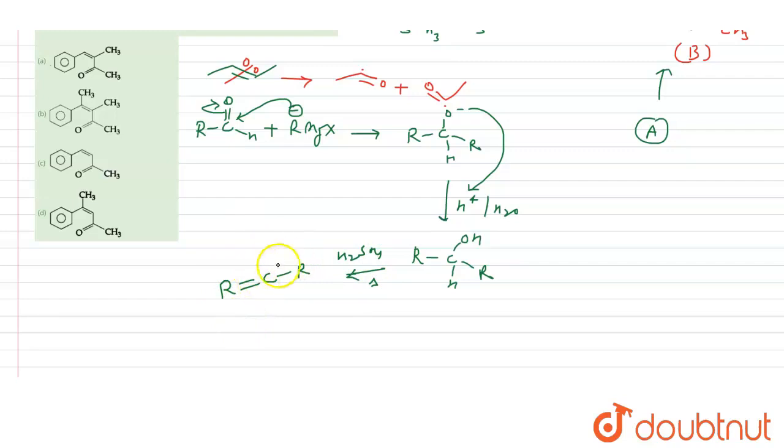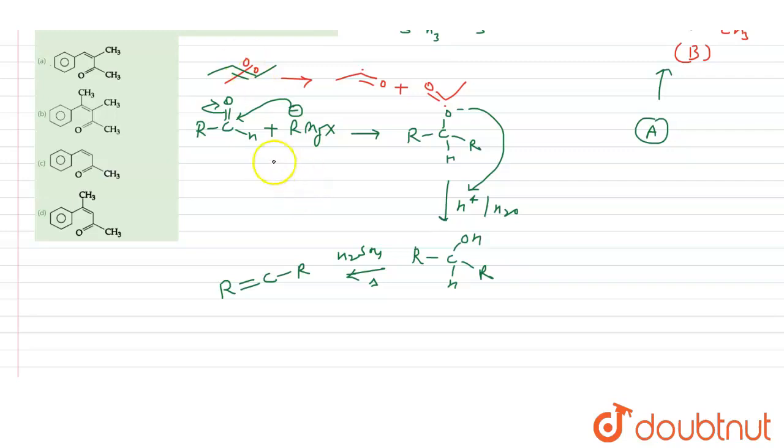So now you can see here the A compound must be this. This A compound must be one of the following. So A may be this compound, this compound, this compound, or this compound, but we have to check it. So let's check it one by one.